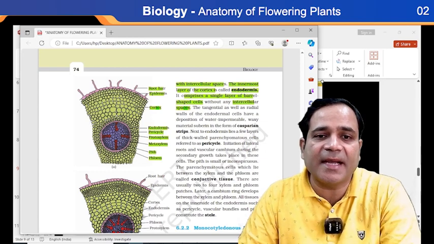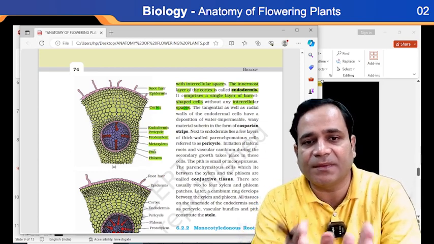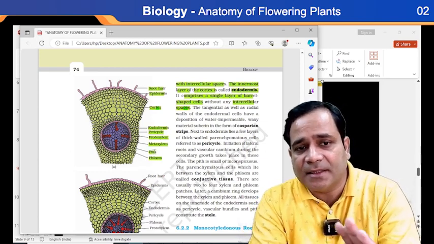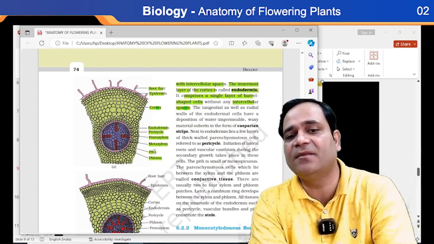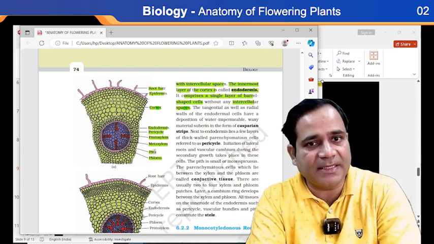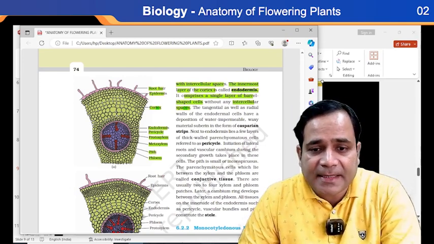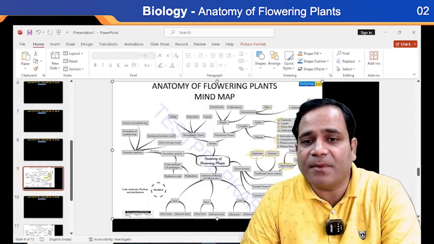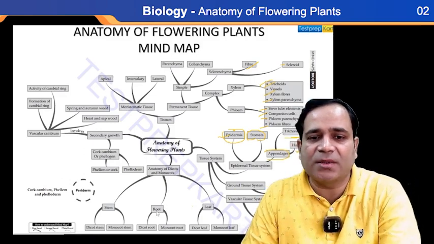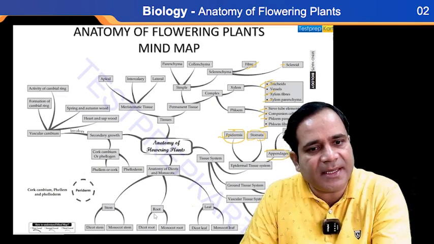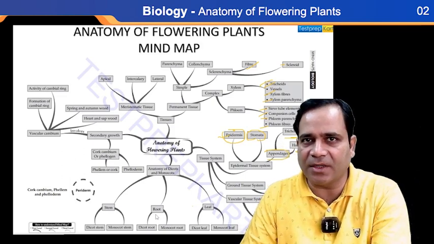This diagram shows the tissue which has a tangential wall as well as a radial wall of the endodermal cells. But here I'm giving a mind map of this, so we do not go through the details. Whatever is written here, I'm telling you according to NCERT.